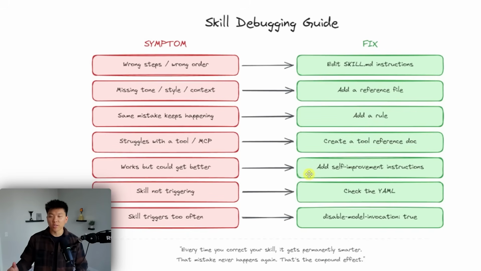Or maybe not wrong, but what it could improve on. If the skill isn't triggering, then check the YAML and make sure it is specific enough. If the skill triggers too often, then maybe try disabling model invocation. And that is something that you can see in the Claude docs, which basically gives you control over if the skill can only be invoked by natural language or only be invoked by the / command directly, or both.